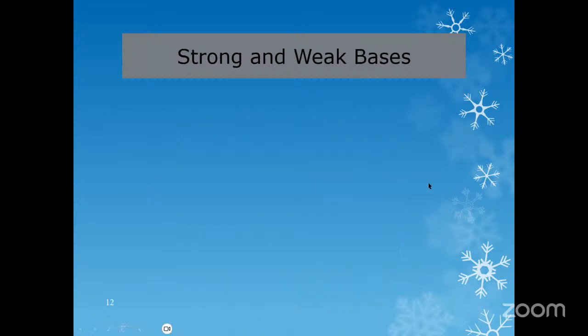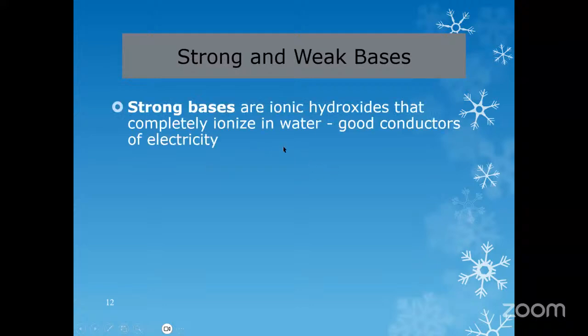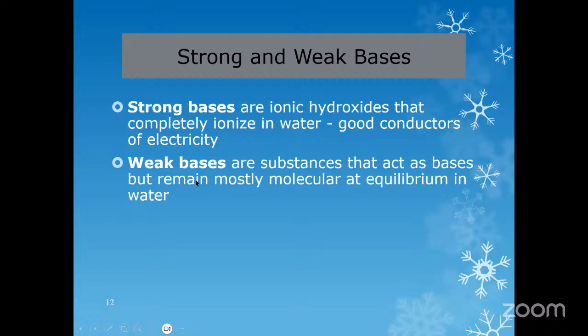Okay. So let's talk about strong and weak bases. If you understand what we said about strong and weak acids, then when it comes to bases, same idea. Strong bases are ionic hydroxides that completely undergo ionization in water, and therefore, as a result, just as in the case of strong acids, they are very good conductors of electricity. Weak bases, on the other hand, do not dissociate as strongly, and therefore, as a result, the concentration of ions in those bases is low, and therefore, the conductivity of these bases will be very weak.